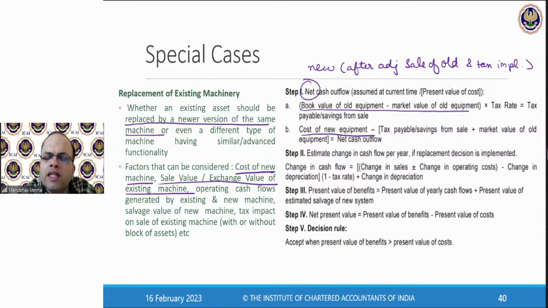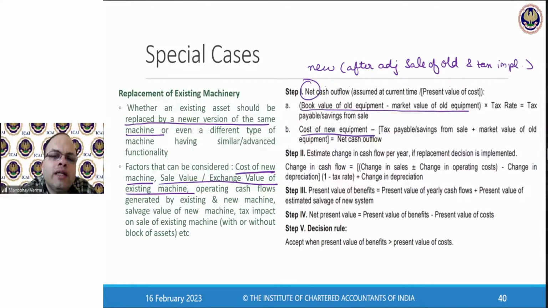Now, what is the change in cash flows? Of course, there could be either increased revenue or reduced cost. Right? Change in sales, change in operating costs, change in depreciation could be the case, because depreciation change will change the depreciation tax shield also. That could be another scenario you need to know. So we have calculated change in the cash outflow, net cash outflow, change in the cash inflow per year.